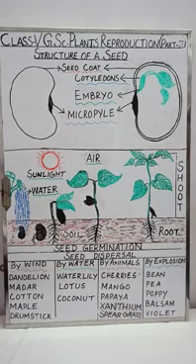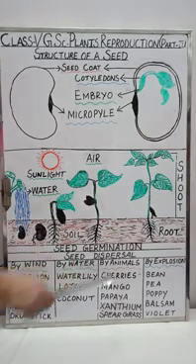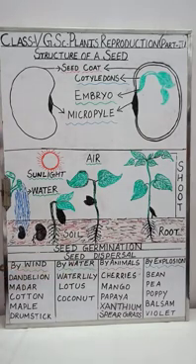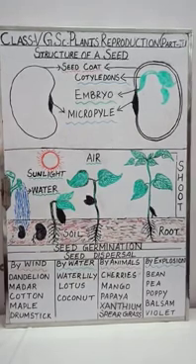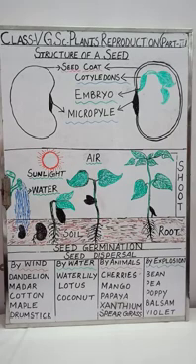Now we shall discuss about seed dispersal. The process of scattering of seeds away from the parent plant to different places to grow into a new plant is known as seed dispersal. Seed dispersal is important for the survival of plant species.